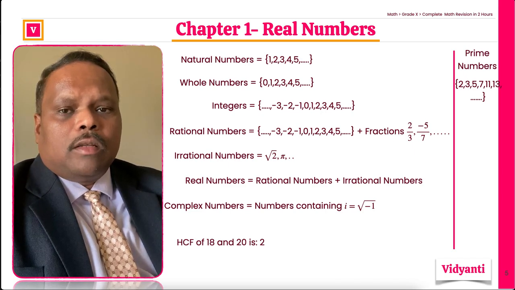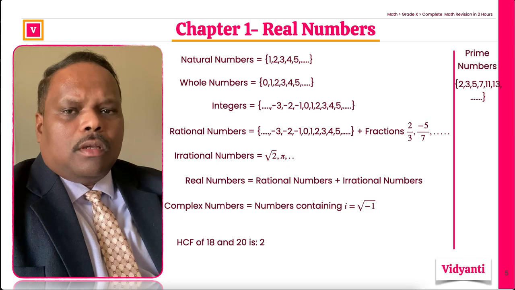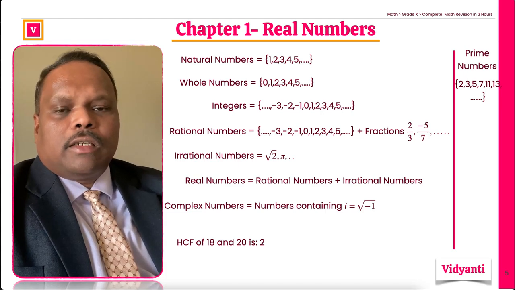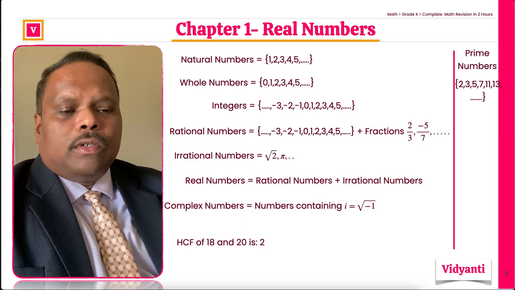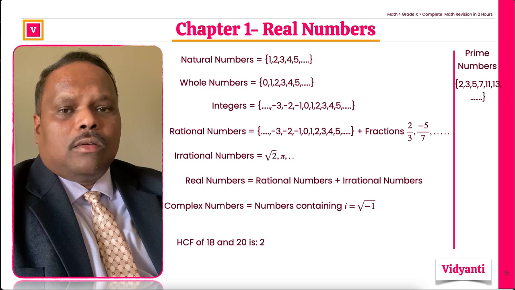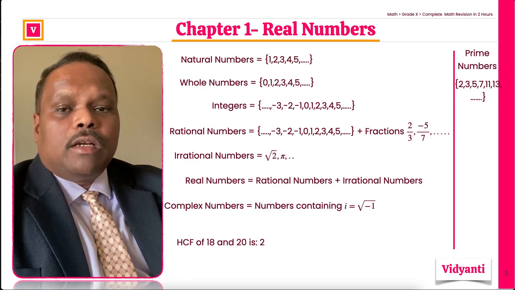Highest common factor is the maximum number by which the given numbers are divisible, and that's the maximum number. In the textbook we have been given only 2-number questions, but occasionally you can come across 3 numbers or 4 numbers also. So let's take a quick example. HCF of 18 and 20 is 2, because 2 is the maximum number. We cannot have any number greater than 2 by which we can divide 18 as well as 20. So that will be the highest common factor.